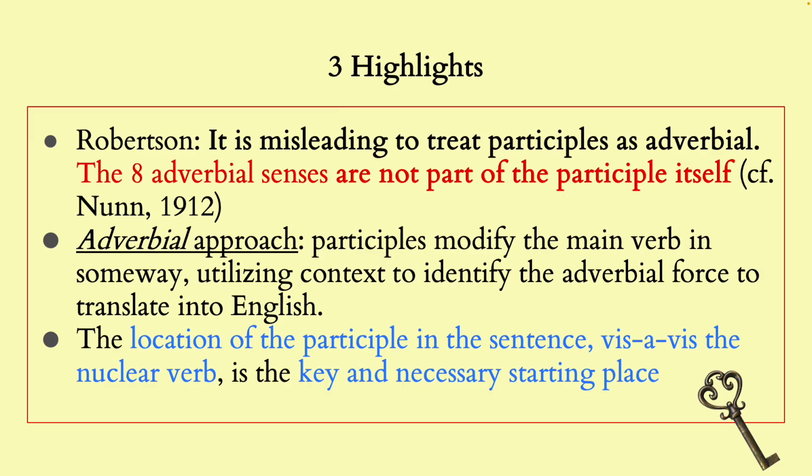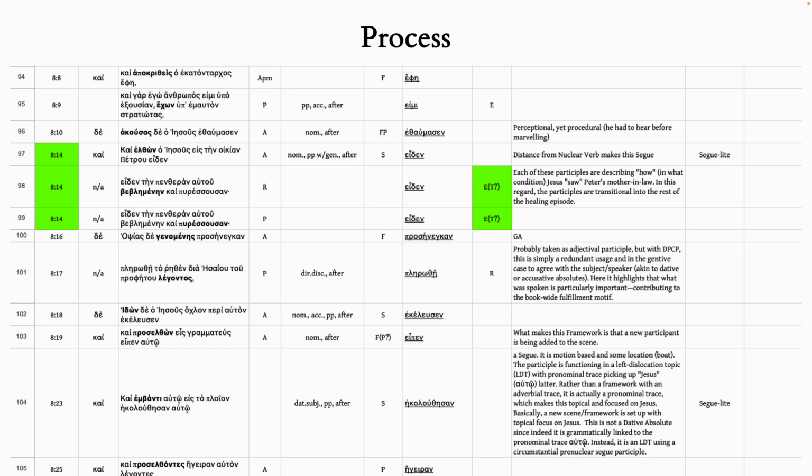The three main takeaways from our study are as follows. Robertson suggests that it is misleading to treat participles as adverbial, and the eight adverbial senses are not part of the participle itself, confer also Noon in 1912. Those who take the adverbial approach generally suggest participles modify the main verb in some way, and they utilize context to further translate into English. A discourse pragmatics and information structure approach suggests that the location of the participle in the sentence vis-a-vis the nuclear verb is the key and necessary starting place. See especially Matthewson and Imig, Long, Levinson, Runge.